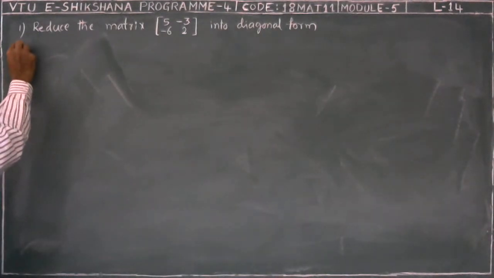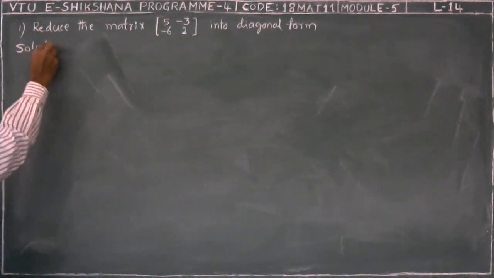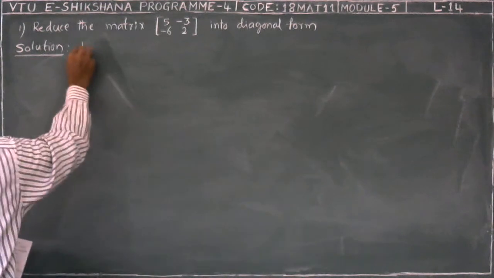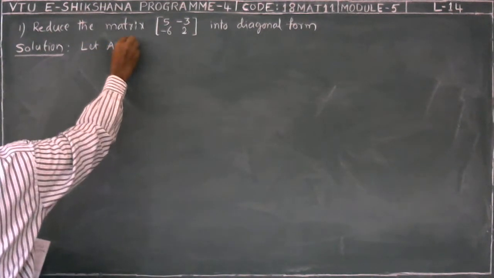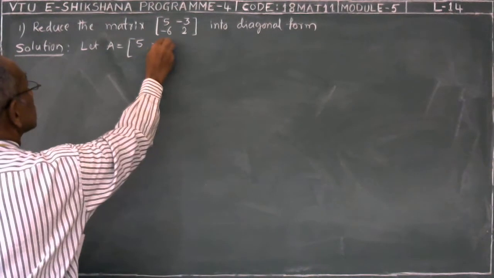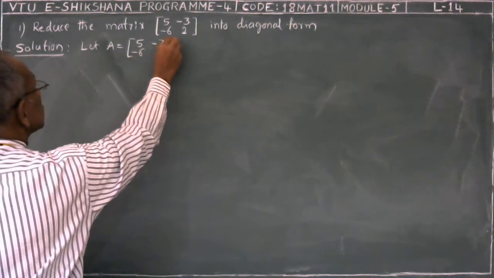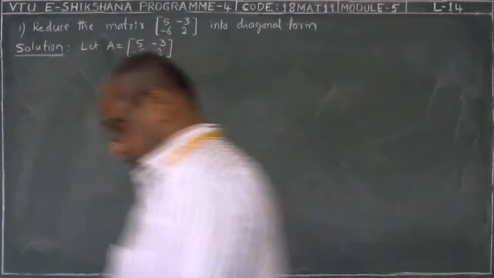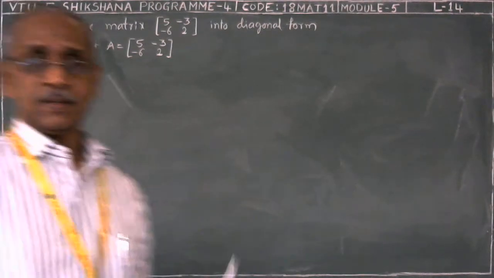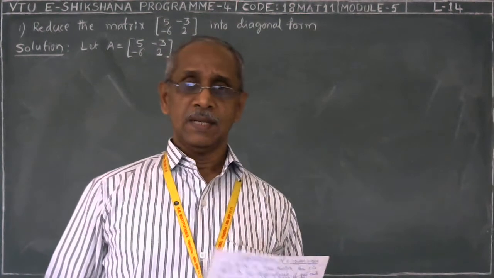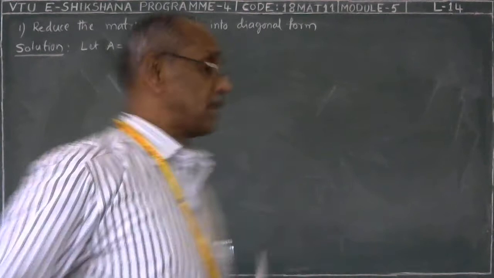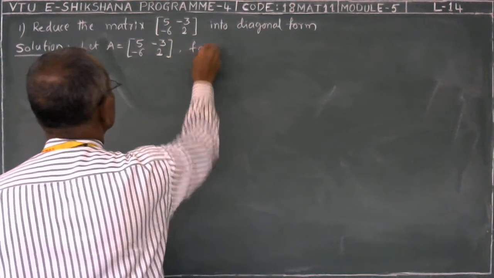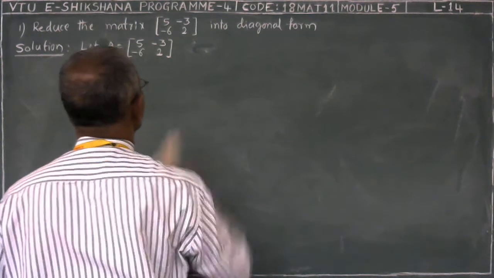The solution part. Let me call the given matrix A. Let A be the given square matrix of order 2 by 2, 5, minus 3, minus 6, 2. This is the given matrix. Let us call this matrix A. In order to find the characteristic equation from which we can obtain eigenvalues, let me define the characteristic matrix of A for the given matrix A.